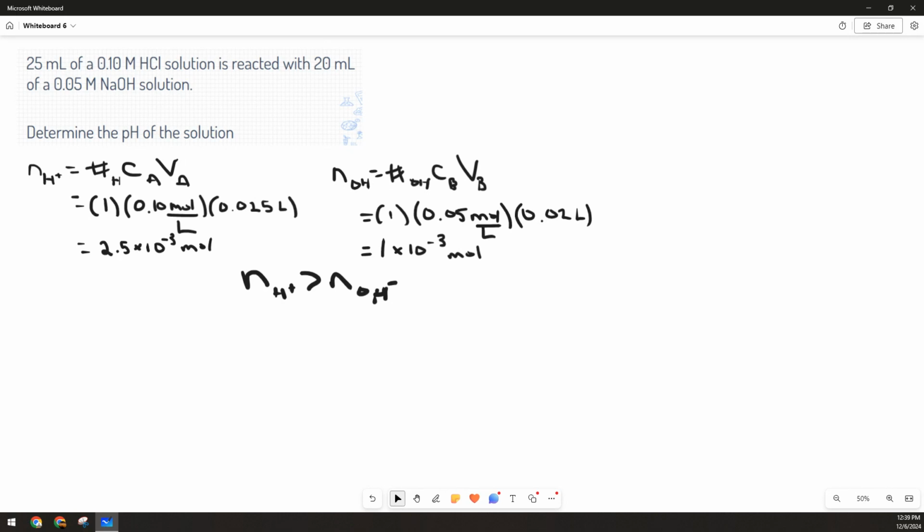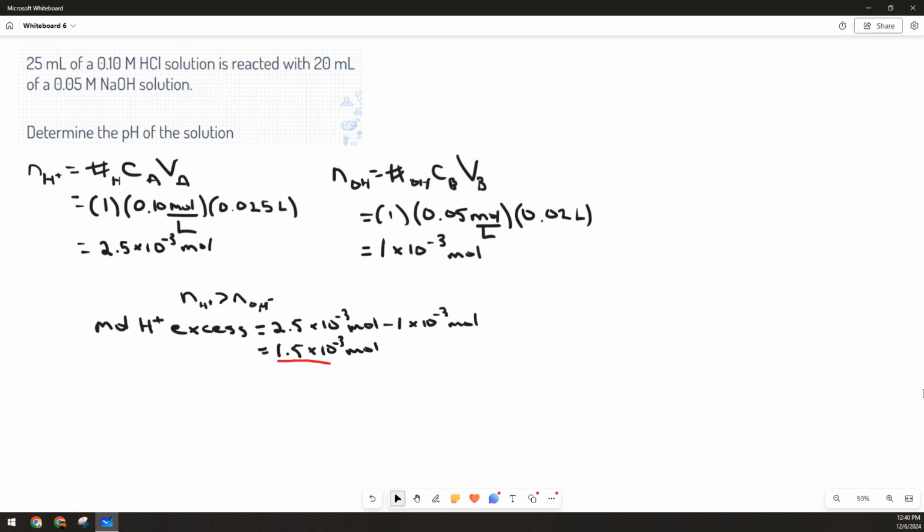Hydrogen and hydroxide ions react in a 1-to-1 ratio, so if we subtract the moles of hydroxide from the moles of hydrogen, we will get the excess moles of hydrogen. We find that after partial neutralization, there are 1.5 times 10 to the negative 3 moles of hydrogen ions in excess. Once again, we took the initial quantity of hydrogen ions and we subtracted the quantity of hydroxide ions because the hydroxide and hydrogen react in a 1-to-1 ratio.